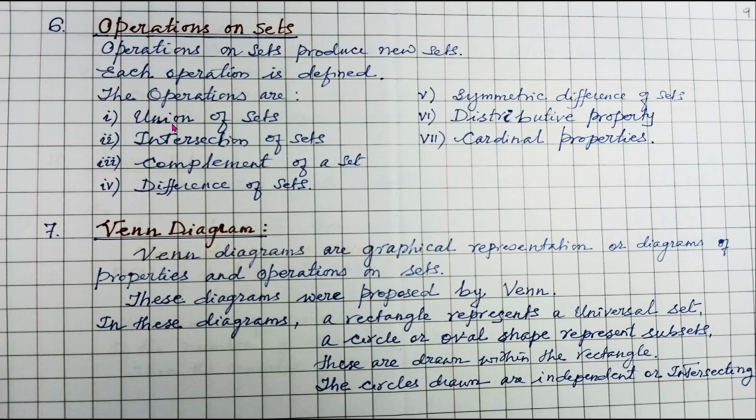The different operations on sets are union of sets, intersection of sets, complement of a set, difference of sets, symmetric difference of sets, distributive property, and cardinal properties. So there are various properties to be learnt.